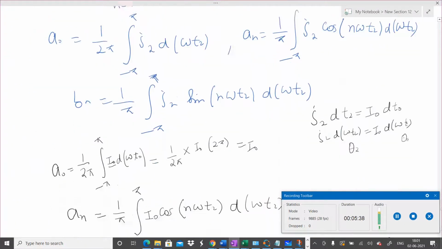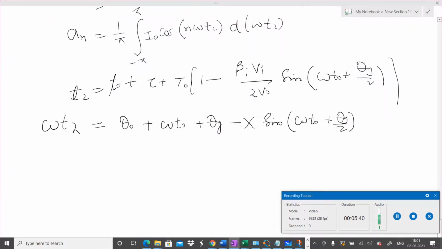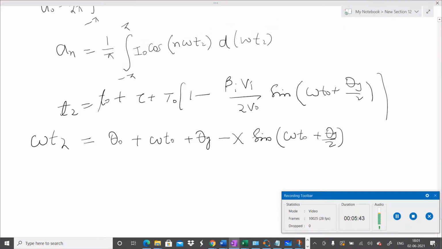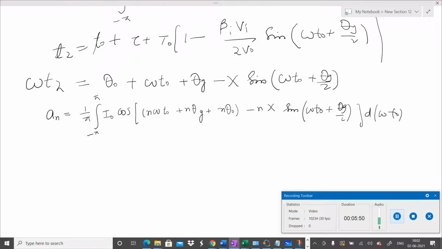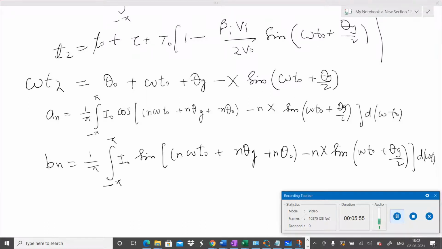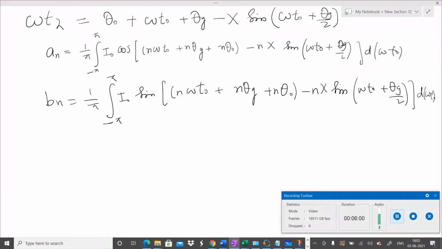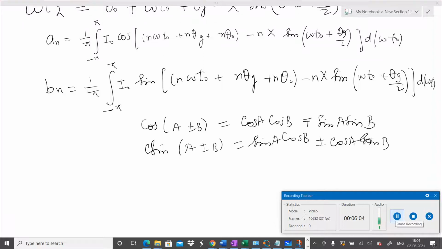So I will now substitute this value of omega t2 to compute an. By substituting this omega t2, you get an in this way. And similarly, you can also substitute it in bn, and we will get bn like this. So here is now bn. Now, to simplify it further, we will use the trigonometric identities cos of a plus b and cos of a minus b. And what we have to choose as a and b, see, this you choose as a, and this you choose as b.